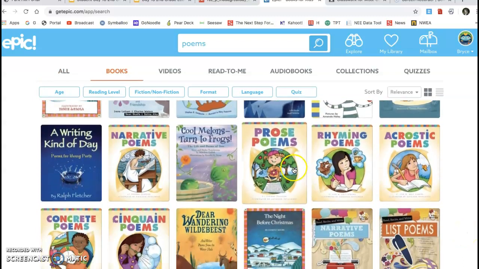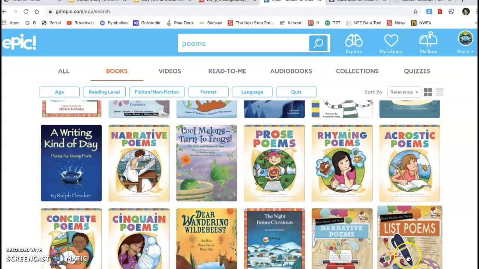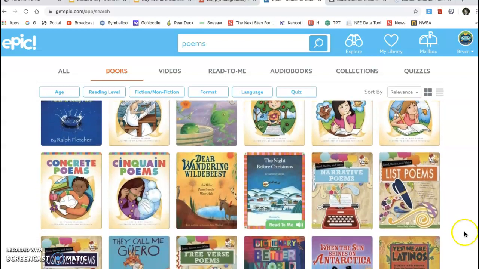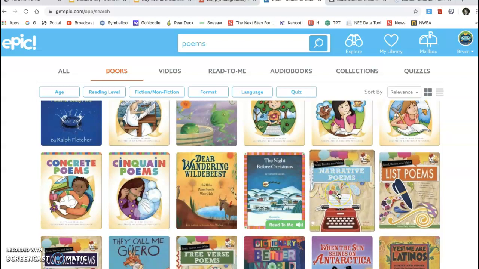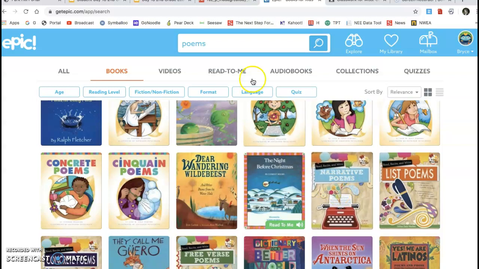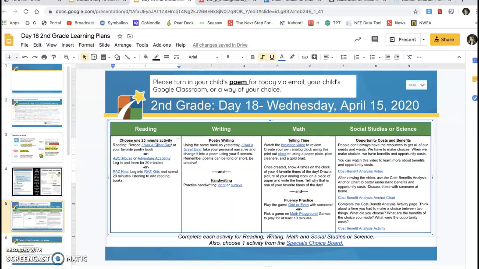And there's even some types of poems here. List poems we've talked about, so if they want to read that, that could be good. Narrative poems we kind of did yesterday. So there's tons and tons of options if you'd like them to get on this. It's lots of fun and they really like it. They've gotten on it before, so they should be pretty familiar with it.